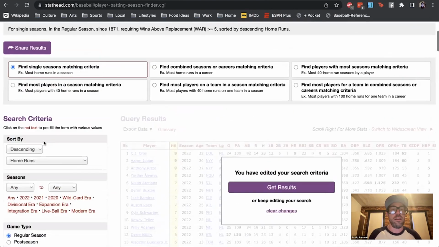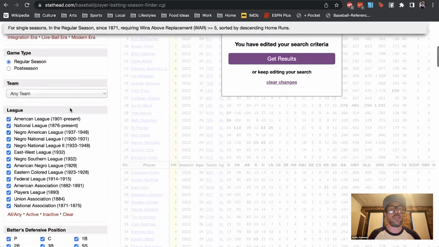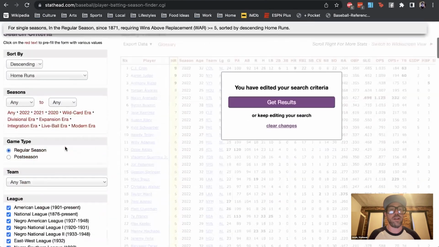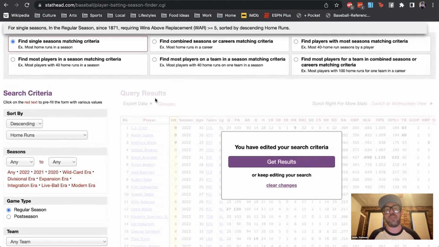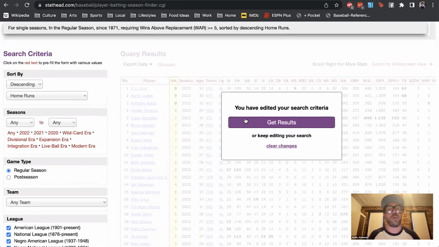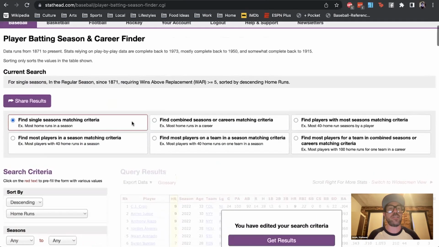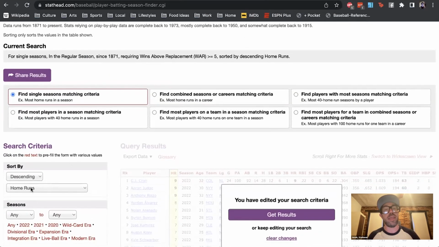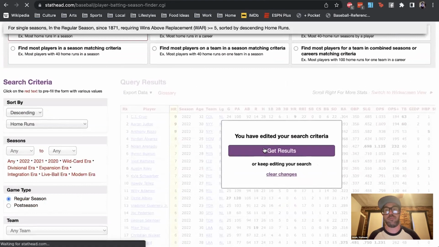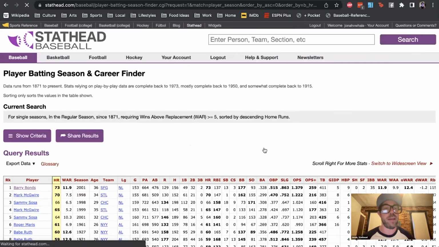And then, so that's this left side, the search criteria. Then here in the middle, these are the query results. This is where it answers your question. So right now, the question I'm asking is how many players had five WAR or more in a season? And then I want that list sorted by the most home runs. So why not? Let's just fire away.